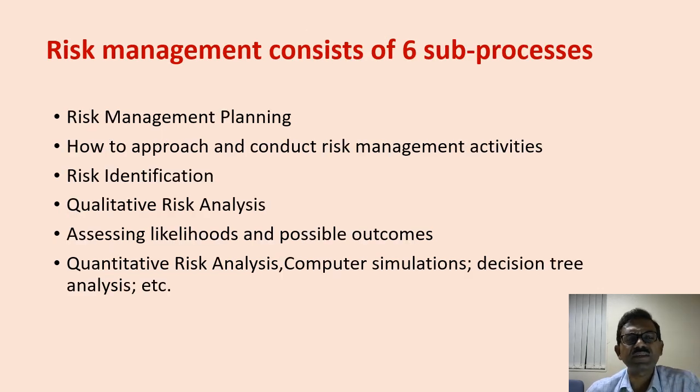There are some processes in risk management. Everything will be elaborated in much more detail a few chapters down the line, which is exclusively for risk management. It starts from planning: how to approach and conduct risk management activities, risk identification, qualitative analysis, and assessing the likelihood, the probability, of a possible outcome. Basically it is a part of analysis and estimation: what the chances of risk are, and how much impact that risk can cause to the project. So these are the processes we are concerned with in risk management.